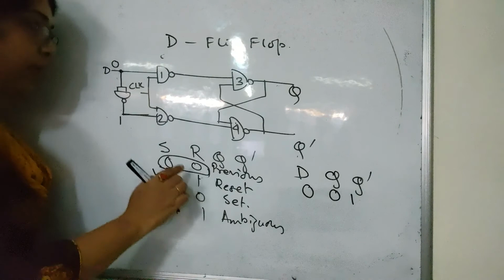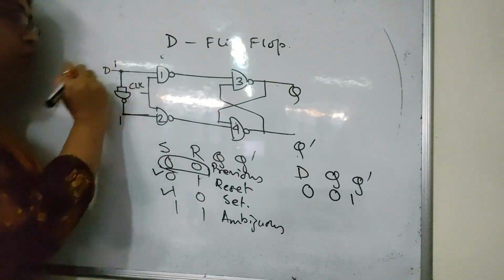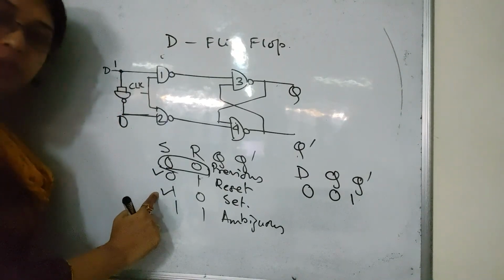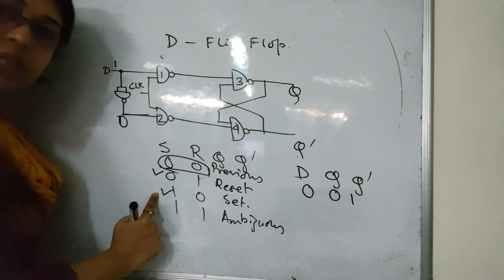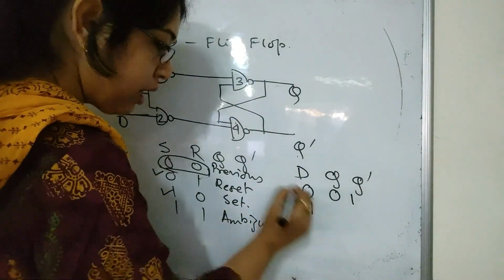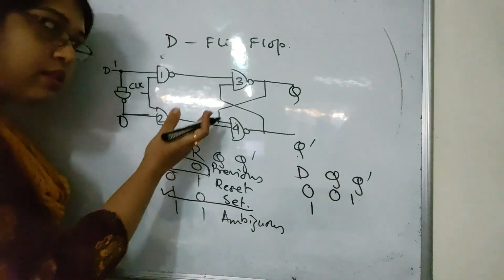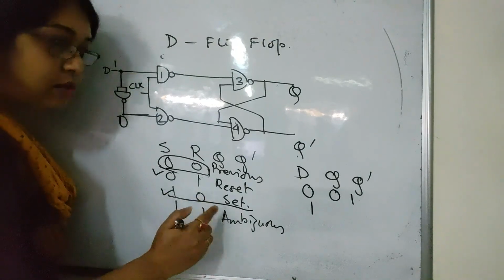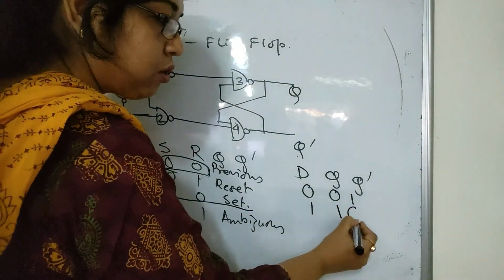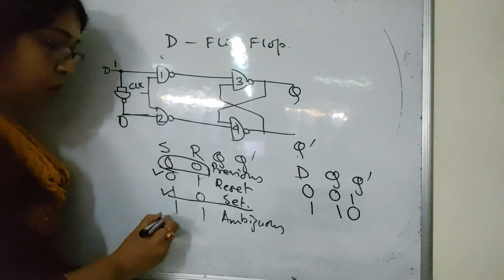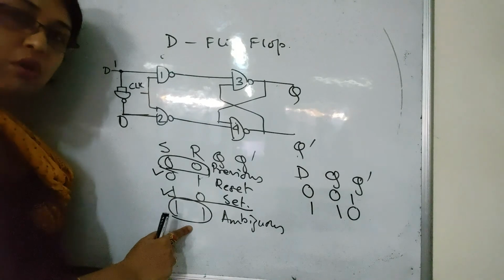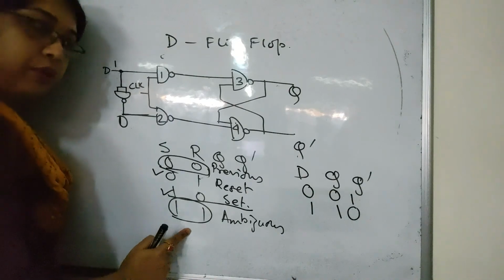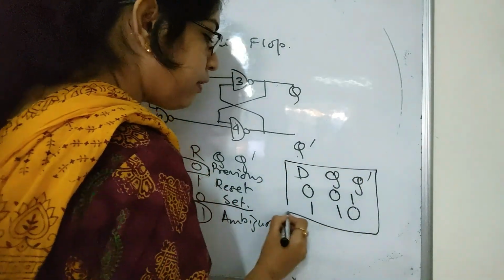S 1, R 0. Let's see, if we give 1 over here, that passes through a NOT gate and we get a 0 over here. So this particular state is also possible in D flip-flop. When D value is 1, we get the set state, because the diagram is similar to the SR flip-flop diagram. So that means Q as 1, Q dash as 0. Now 1, 1 state is also not possible, because one input has been NOTed and sent through the other one. So this is the truth table of D flip-flop.